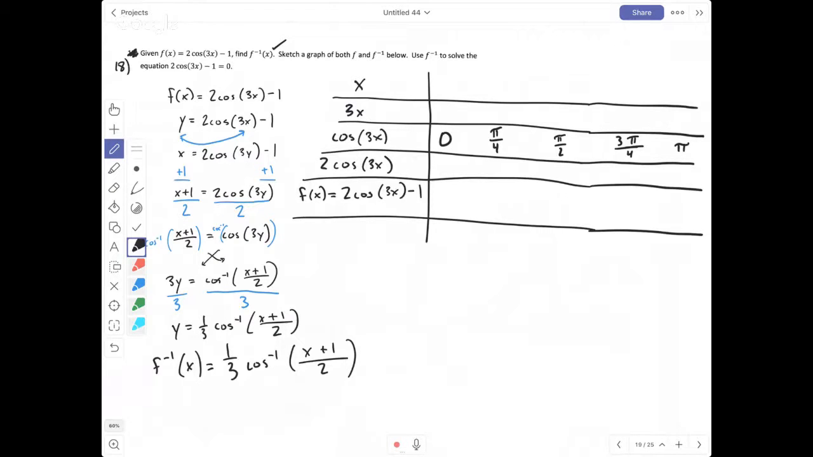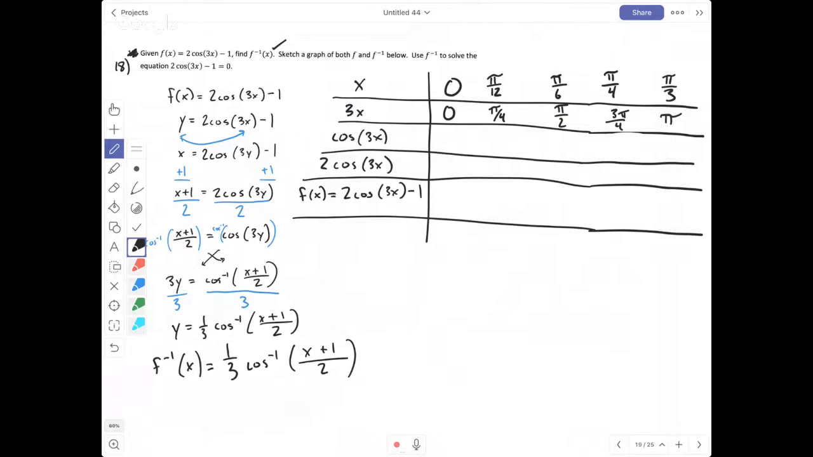Okay, and let's see. Oh shoot, I put those all in the wrong spot, didn't I? Those are my 3x values. 0, pi over 4, pi over 2, 3 pi over 4, pi. So the x values are 0, pi over 12, pi over 6, pi over 4, pi over 3.